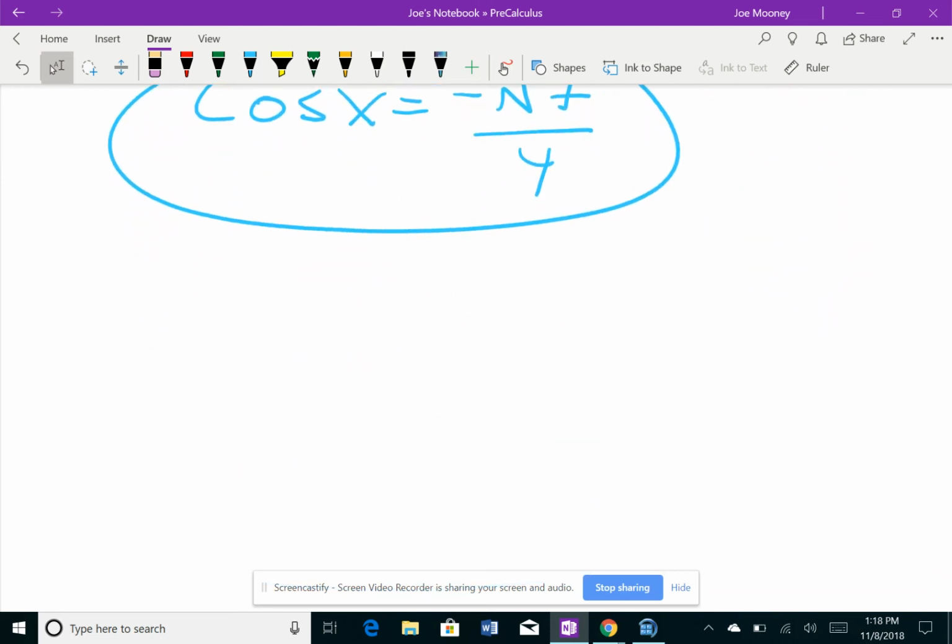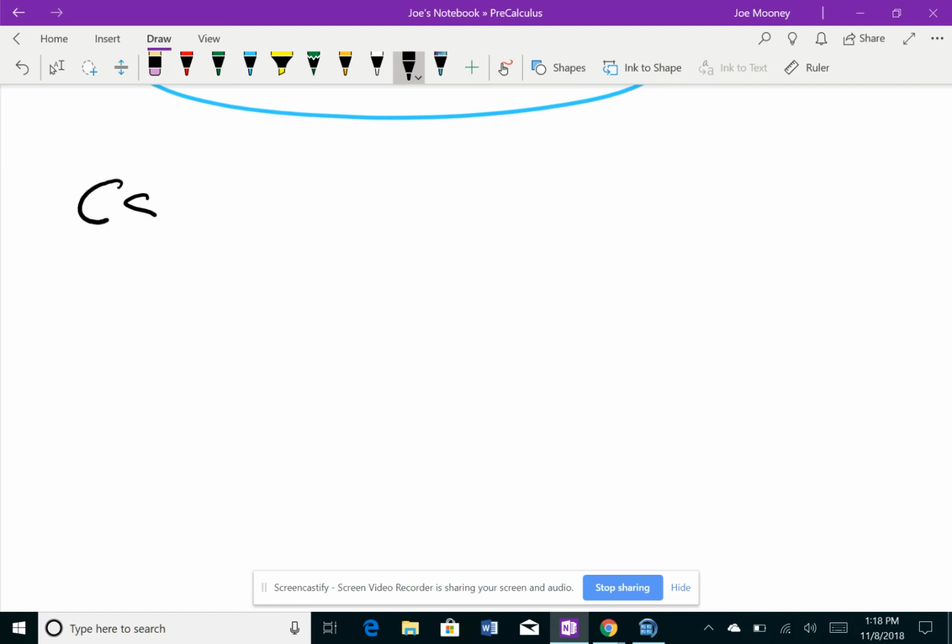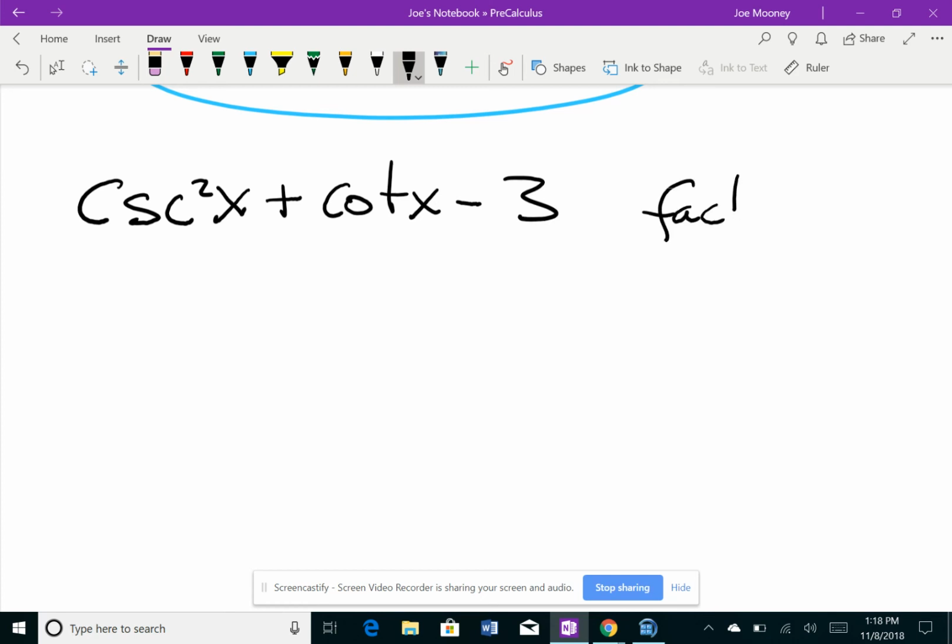The other example, and then I'll let you break free. Do some examples. We're going to use an identity to factor. So if I gave you cosecant squared of x plus cotangent of x minus 3 and told you to factor.